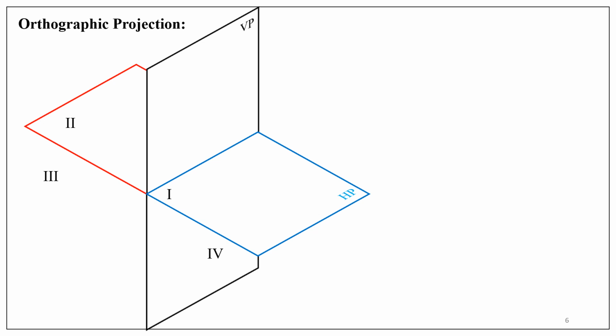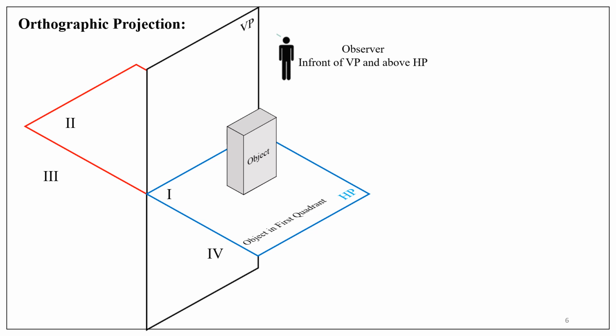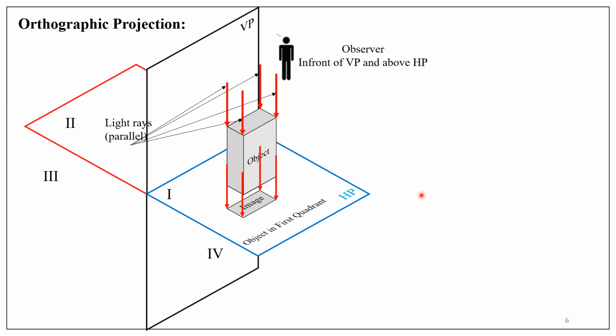To represent the thickness of the object in first quadrant, the observer needs to look from the top of the object, but his position is in front of VP and above HP. Looking from the top, we are going to project the object onto the horizontal plane. Light rays from observer's eye are parallel to each other and perpendicular to the horizontal plane of projection. The image is like this. The light rays are parallel and perpendicular to HP.